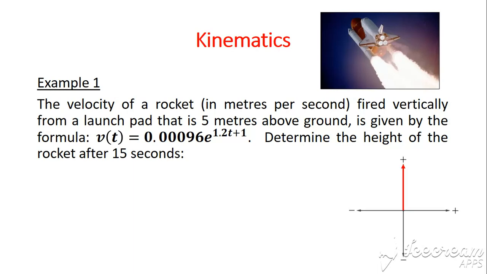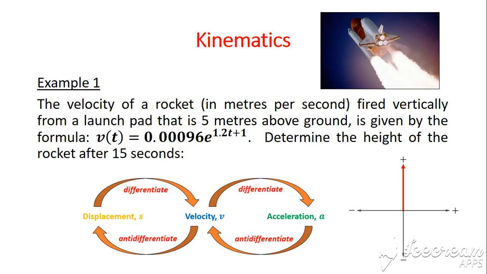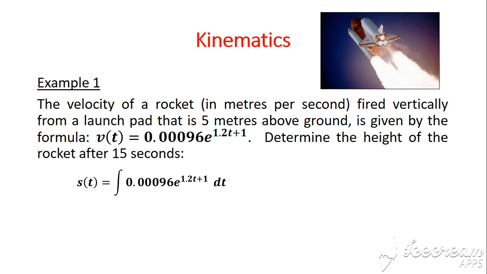Right, well, the rocket's traveling upwards, so it's positive. So our velocity is positive, our distance is positive. All right, here's our chart. And because we've been given a velocity function, we need to integrate or anti-differentiate it back to get a displacement, distance formula, to work out the height. So here is what we're going to do. We're going to work out the displacement function by integrating the velocity function with respect to t.